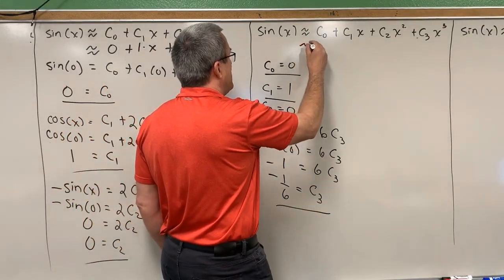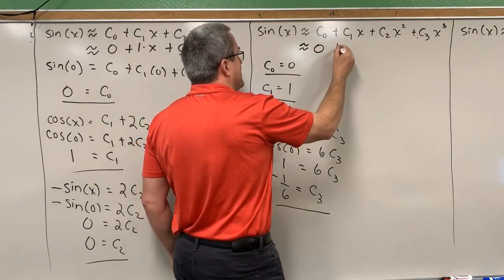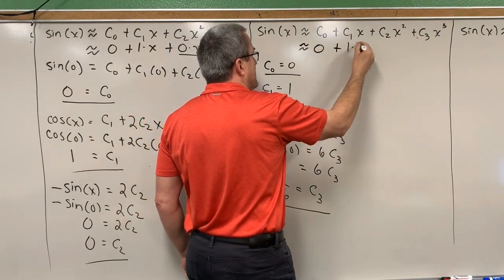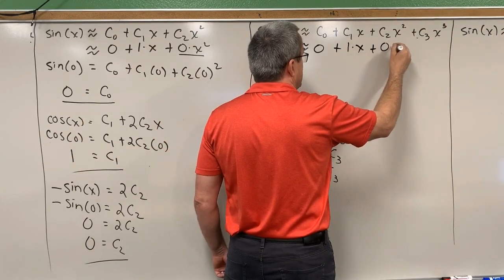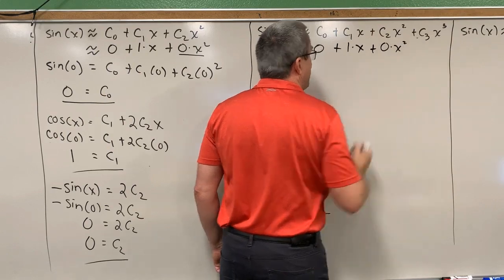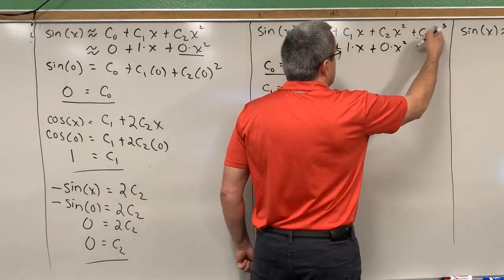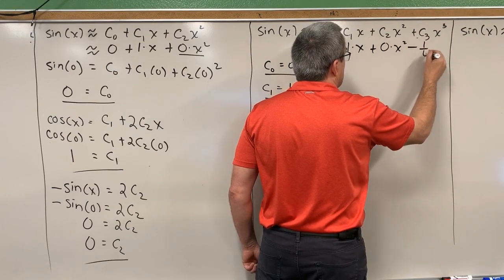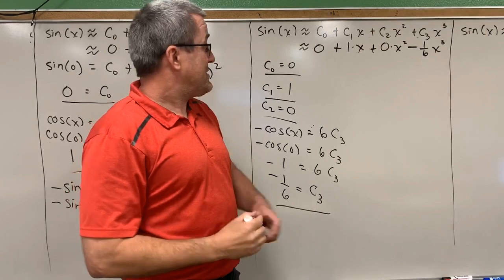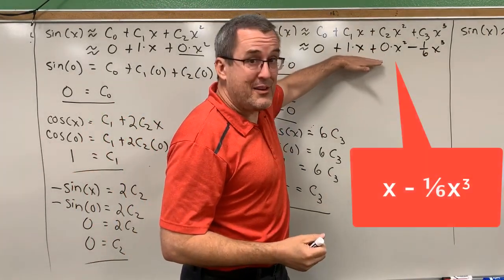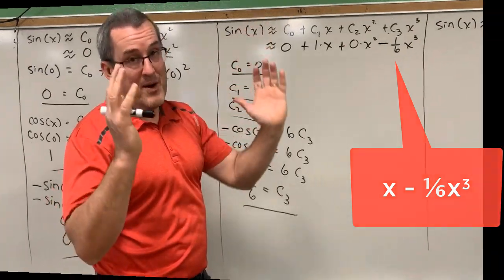The sine of x can be approximated by c sub 0, which we know is 0, c sub 1 times x, so 1 times x. C sub 2x squared, remember c sub 2 was 0. But now we got something useful. C sub 3 is negative 1/6. So this last term is going to be a minus 1/6 x cubed. And we're going to jump over to Desmos and show you that this cubic polynomial looks very much like the sine of x for a while.